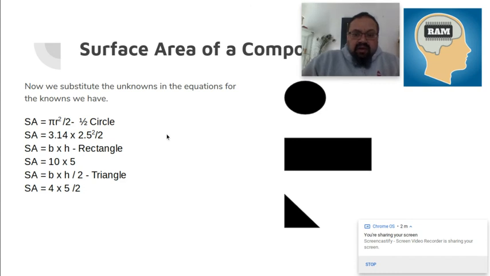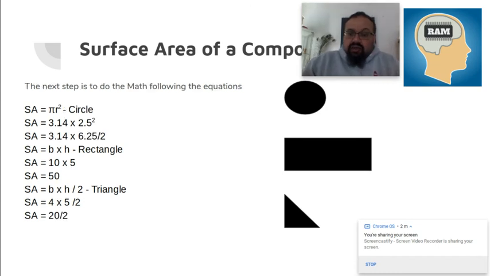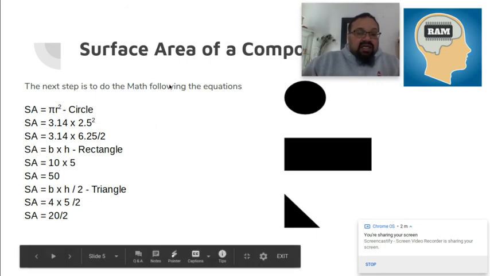Step 3, as always, after substitution, is just doing the math. Nothing more than just doing the math right now. So we go 3.14 times 2.5 squared, which is 6.25. That whole thing will be divided by 2. And the base times height, 10 times 5, which is 50. And finally, for the triangle, it's base times the height, 4 times 5, but divided by 2 since we don't need the whole value when working with triangles.